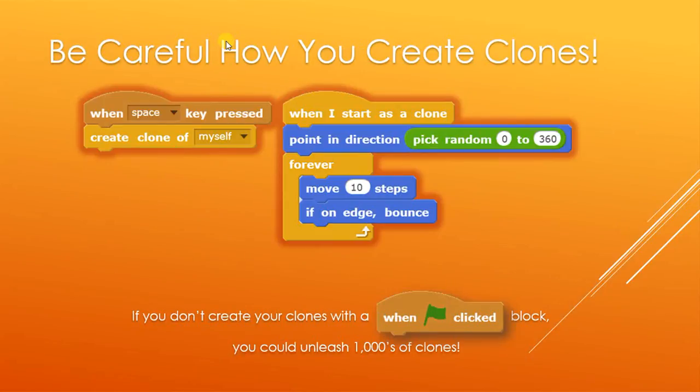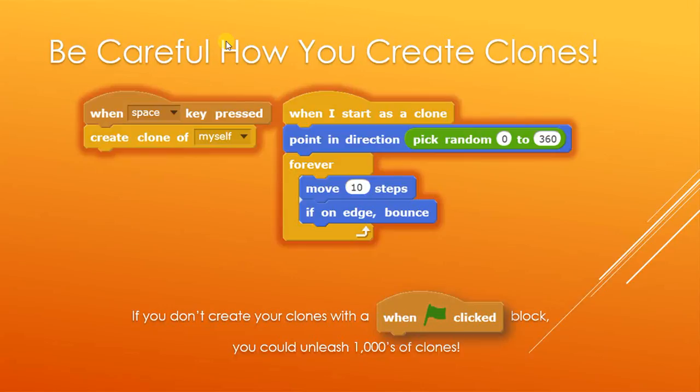Be careful how you create your clones, because you can land up with a zombie apocalypse if you're not careful. You always need to create your clones on the click event. If you don't do that, things are going to get scary. So file new and try do this one for me.